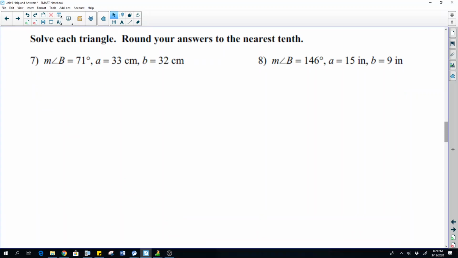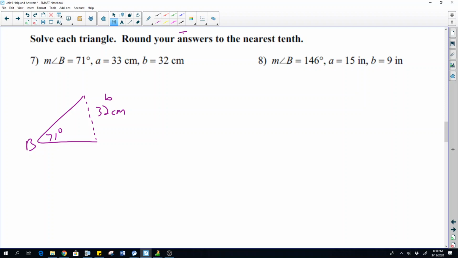Okay, we'll draw that triangle again. So 71 degrees, they call it angle B. Making sure it doesn't trick us. Then we have the side length, which is going to be 32 centimeters for little b. They don't give us angle A, they give us little a, which is 33 centimeters, but we can find big A, which is opposite little a.